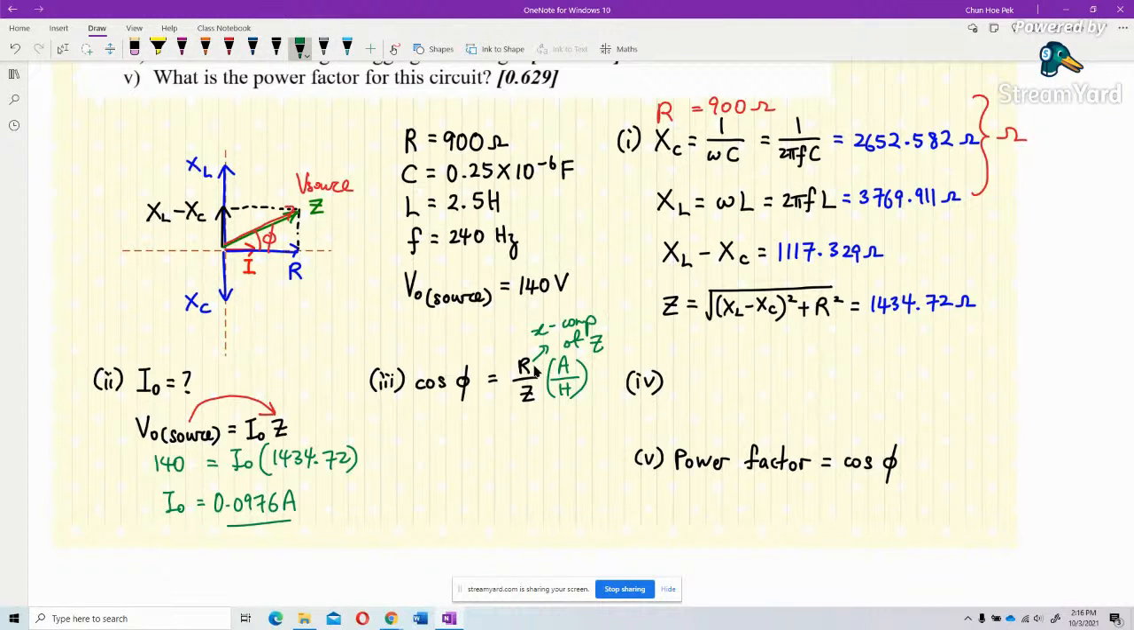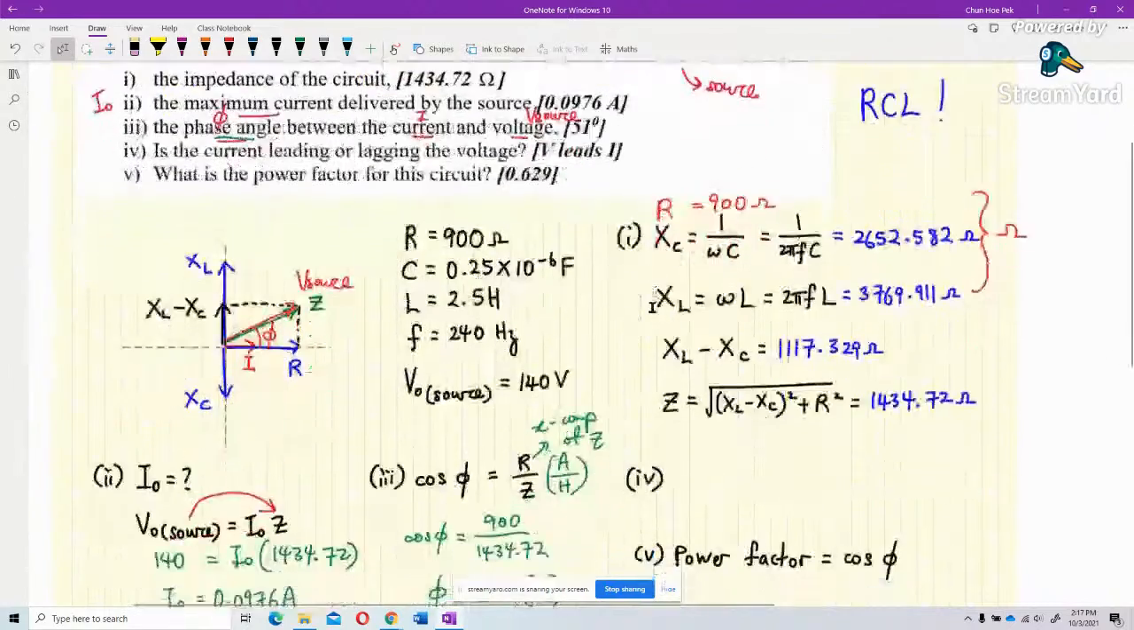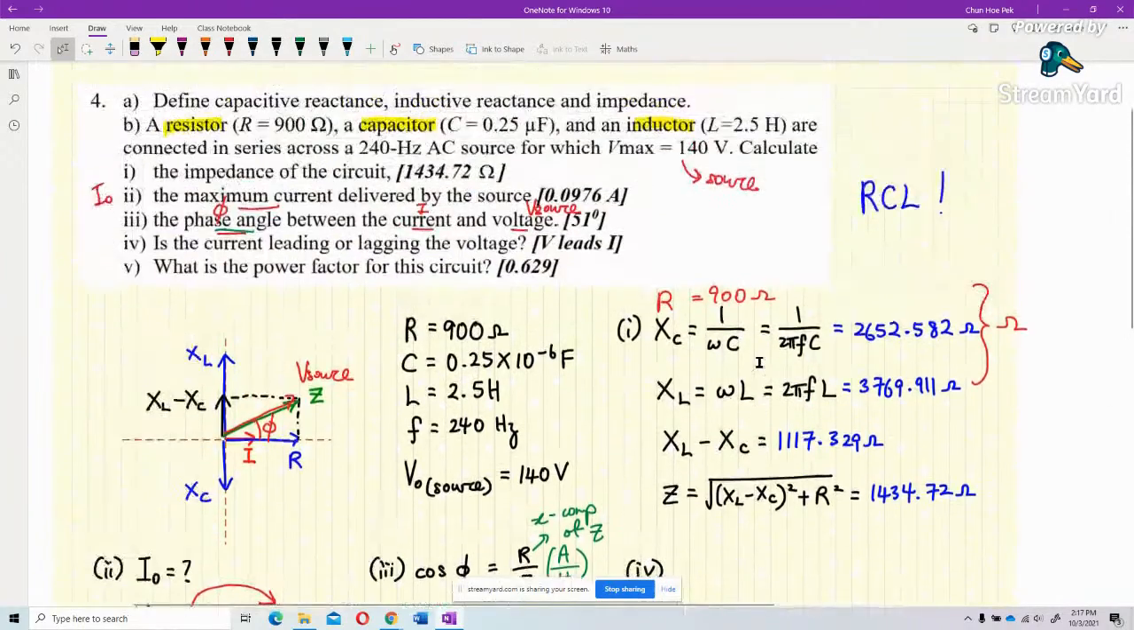First of all, just substitute all the values. What is our R? Our R is 900, and what is my Z here? 1434.72. Then you take the inverse cosine of everything, and the answer for phi is 51 degrees. You work it out yourself. Try and find, is it 51 degrees? That's it.